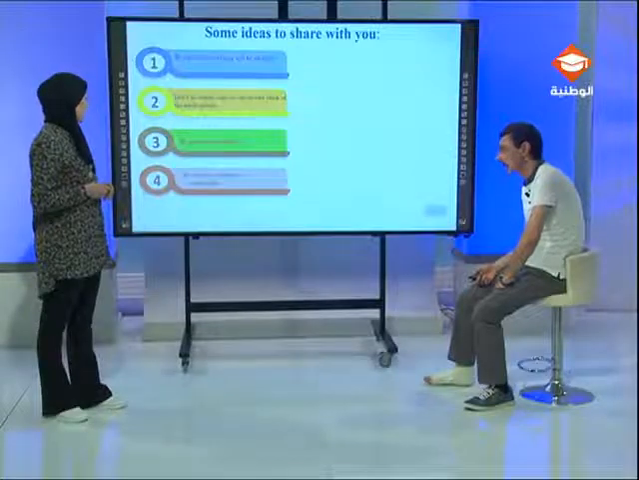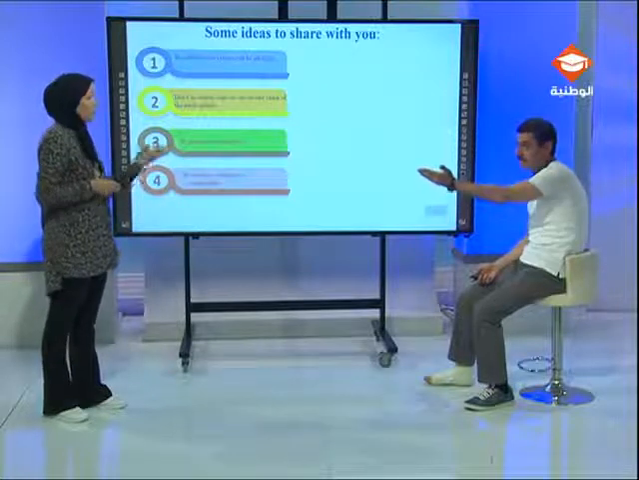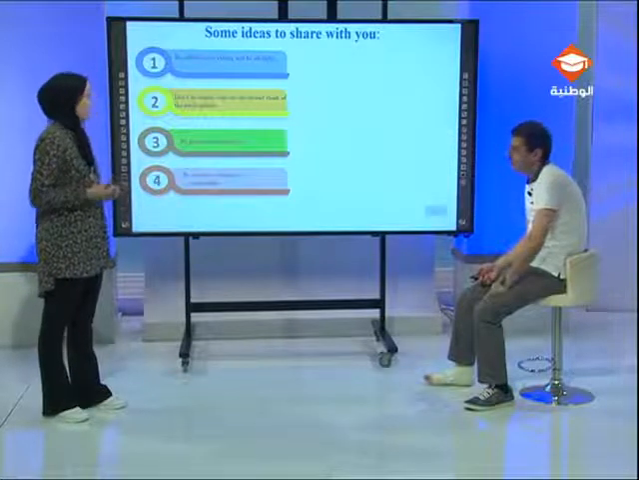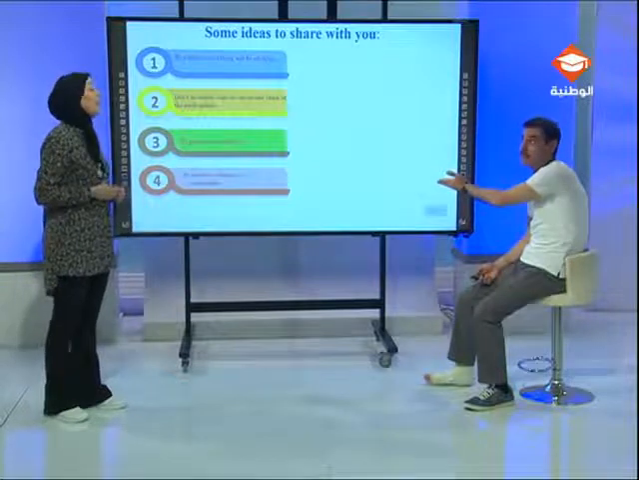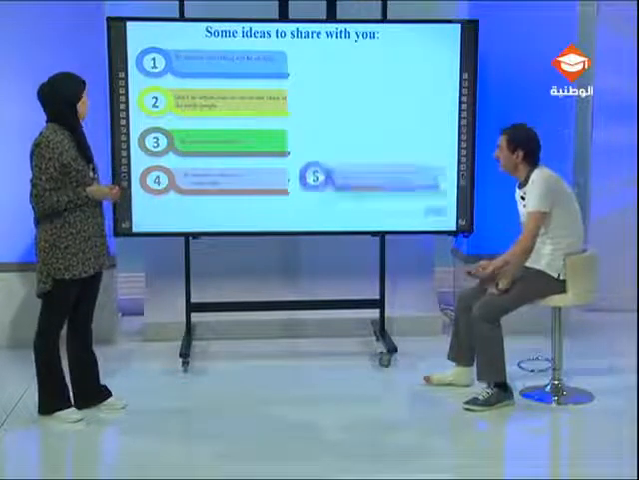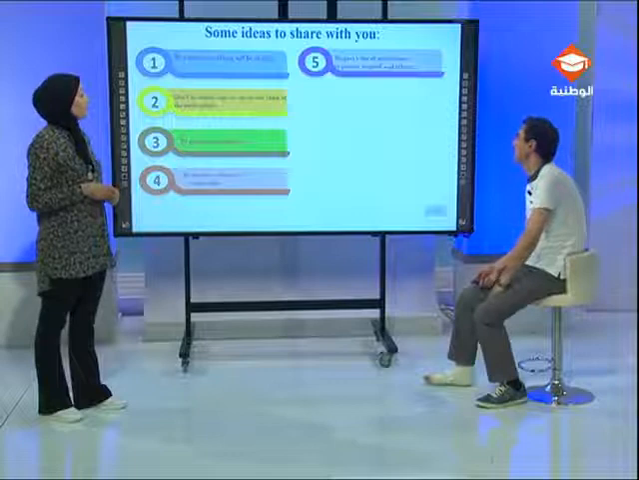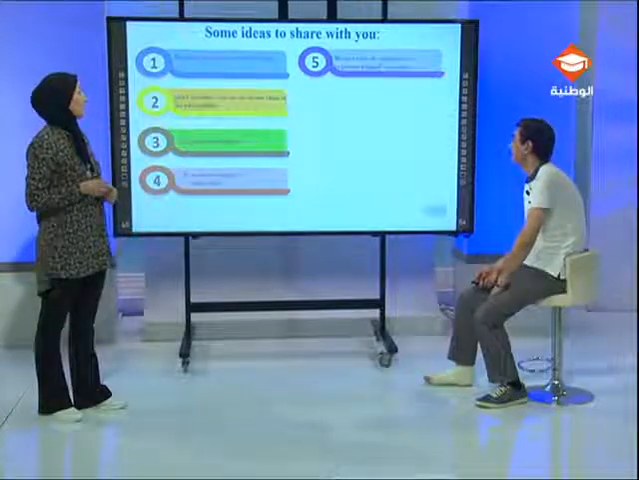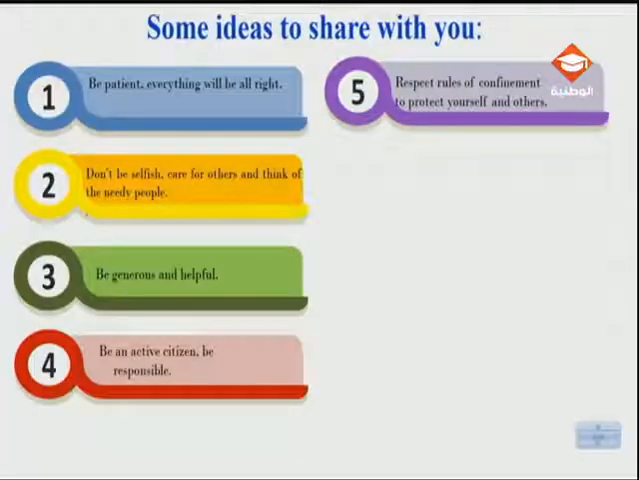Be an active citizen. Be responsible. I think by respecting the lockdown measures, you show that you are a good citizen, and by raising awareness the way you are going to do in your writing. Then, respect rules of confinement to protect yourself and others is also related to being responsible and being an active citizen. Do not break the rules of confinement and of lockdown measures, and physical and social distancing.